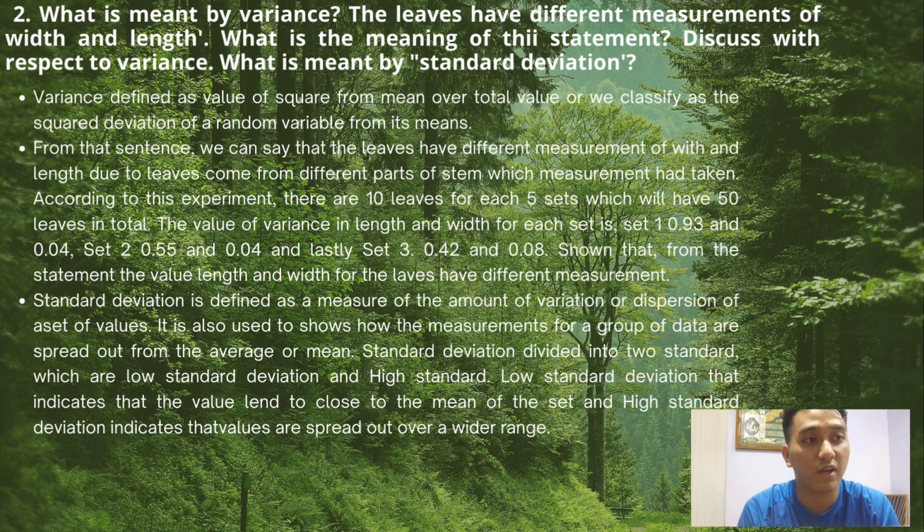Standard deviation is defined as a measure of the amount of variation or dispersion of a set of values. It is also used to show how the measurements for a group of data are spread out from the average or mean. Standard deviation is divided into two types, which are low standard deviation and high standard deviation. Low standard deviation indicates the values are close to the mean of the set, and high standard deviation indicates that values are spread out over a wider range.